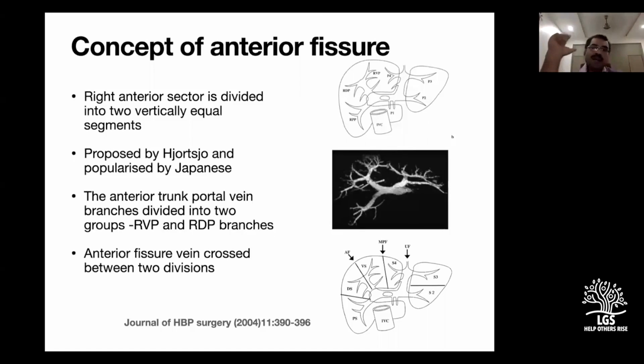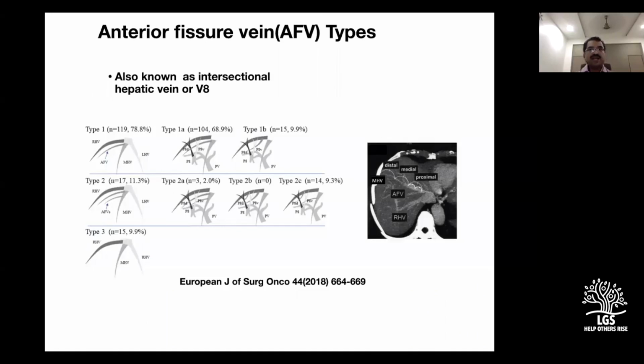Actually, the anterior sector of the liver is divided vertically rather than horizontally, which we expect as segments 5 and 8. Vertically they are divided by a fissure called the anterior fissure, and that anterior fissure is crossed by a vein known as the anterior fissure vein. So this is the anterior fissure vein. You can see the vein actually crosses the anterior fissure, and it is classified as type 1, 2, 3 by the surgeons, depending upon whether there is a single vein, multiple veins, or whether the vein is absent. So this is the concept of the anterior fissure vein.